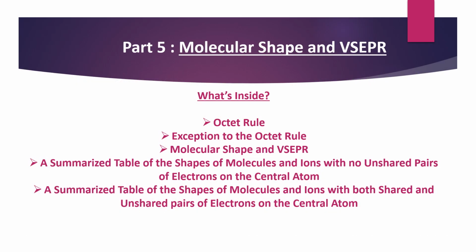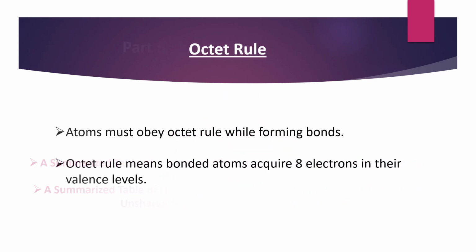In this video, we will learn about molecular shape and VSEPR. Octet rule. We have learned in our previous video about the octet rule. Atoms must obey the octet rule while forming bonds. Octet rule means bonded atoms acquire 8 electrons in their valence levels.